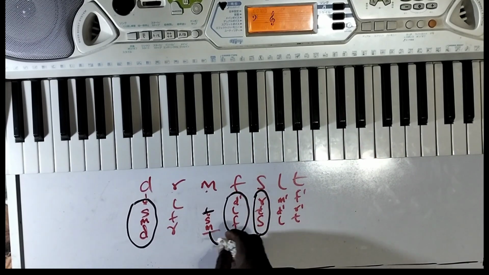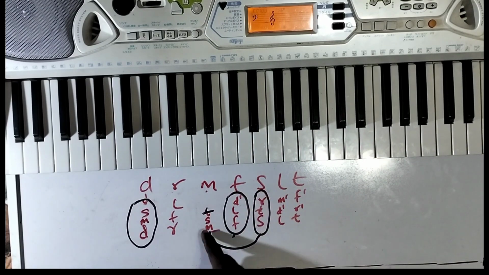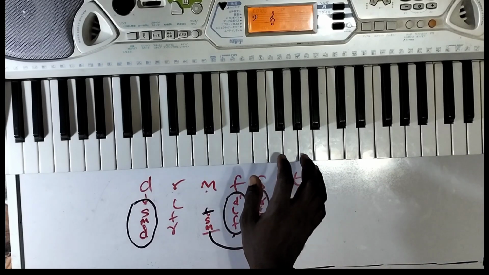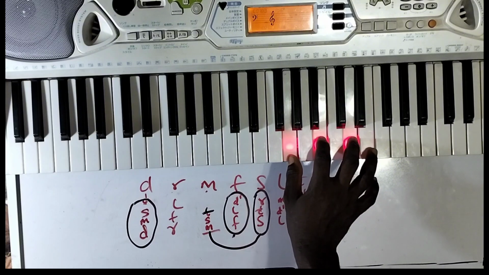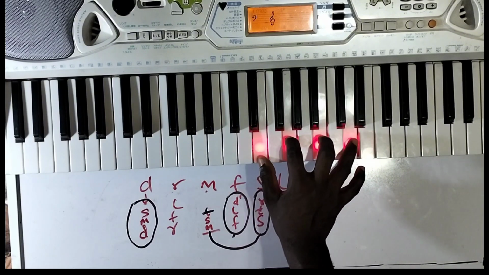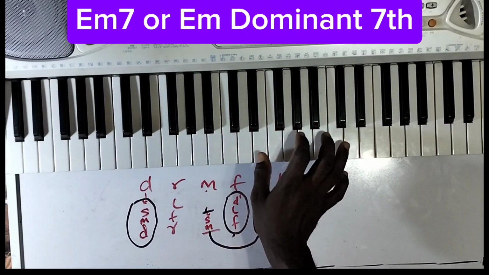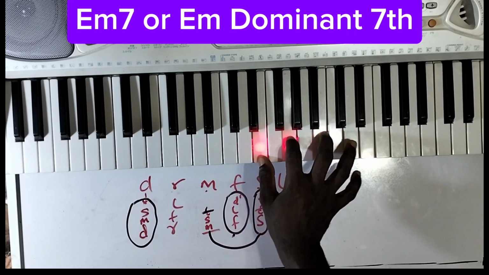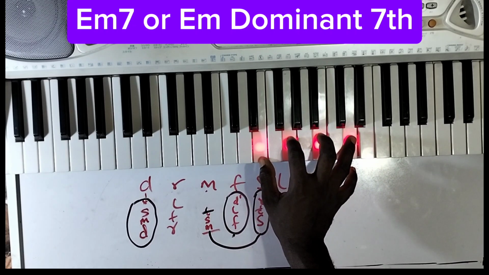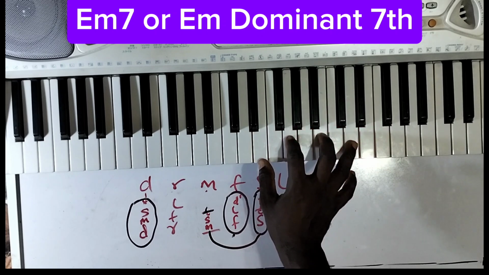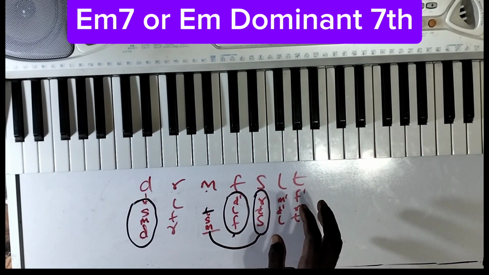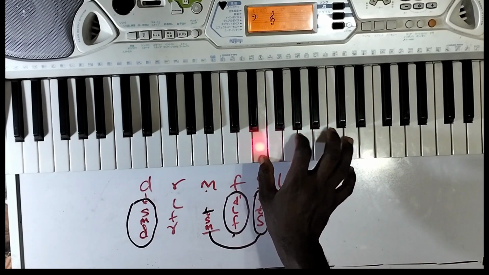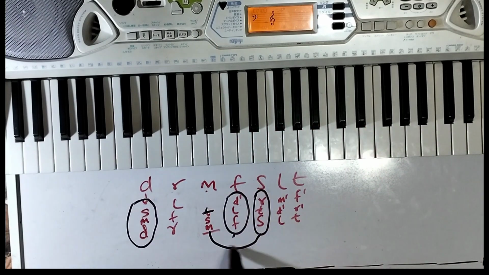Okay, but apart from it, mi-sol-ti-re can be used, because we can also have this mi-sol-ti-re. Mi-sol-ti-re is a tetrad chord. You understand it? Which is equivalent to E minor 7th. Do you understand it? So that is why it is used to substitute this one.